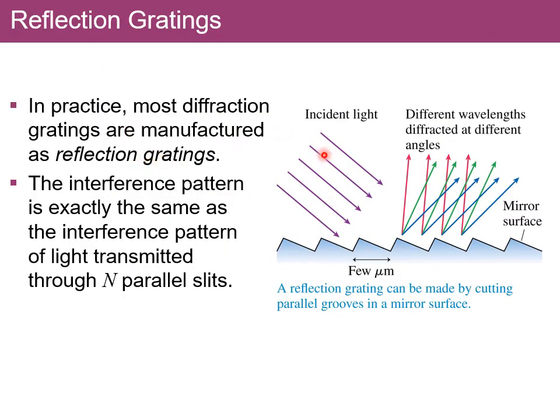In practice, most diffraction gratings are manufactured as reflection gratings. The interference pattern is exactly the same as the interference pattern of light transmitted through N parallel slits. Reflection gratings are produced by etching parallel grooves into the surface of a mirror.